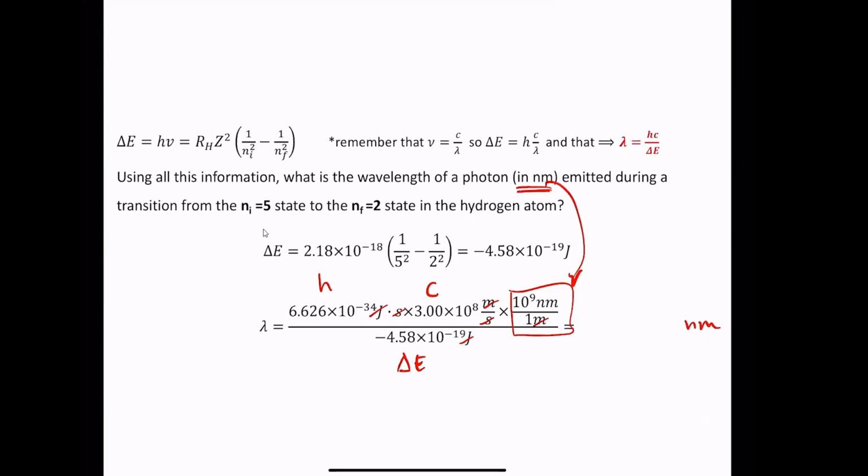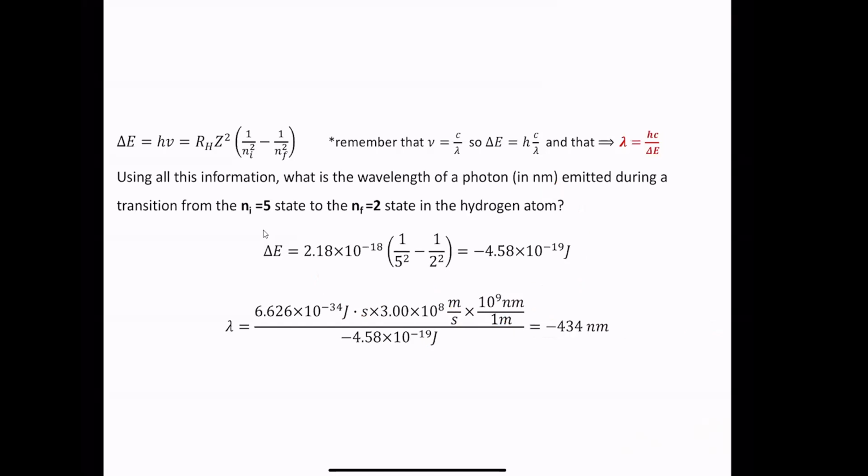And something interesting will happen on this after this calculation. And I love this example, by the way. This seems like a great short answer question because there's a lot going on here. Yes, negative 434 nanometers. So that's exactly what we get there.